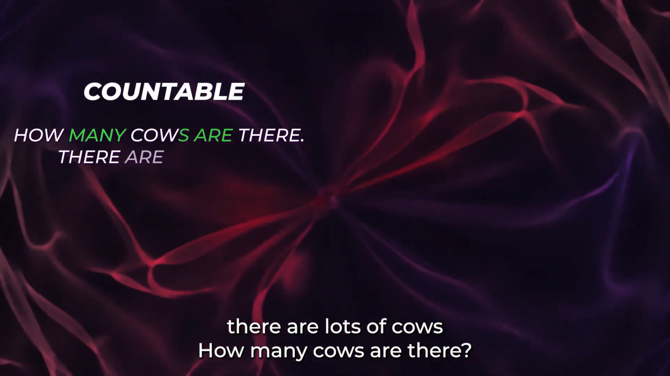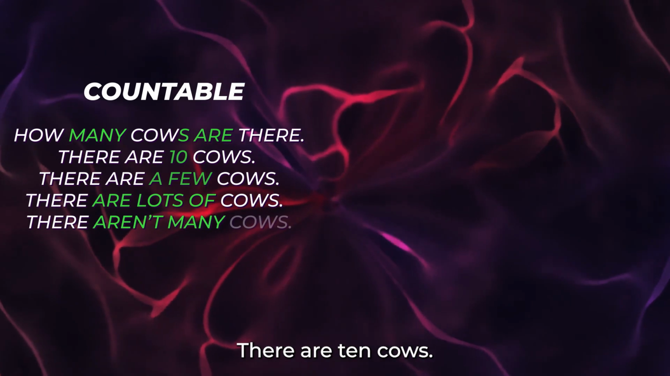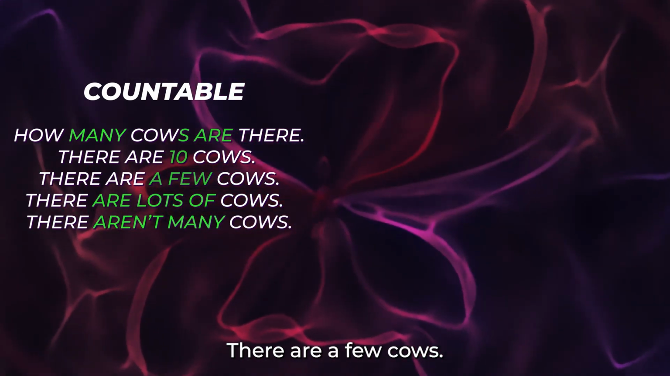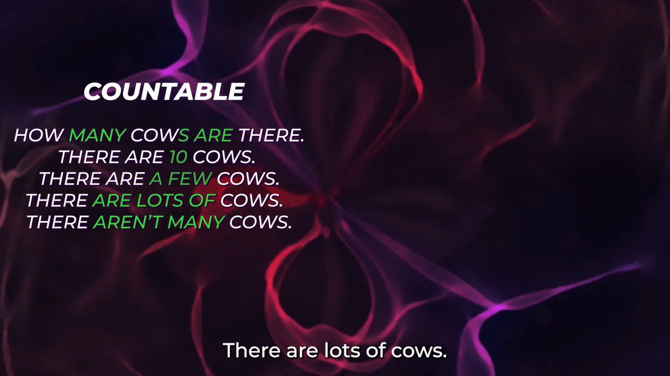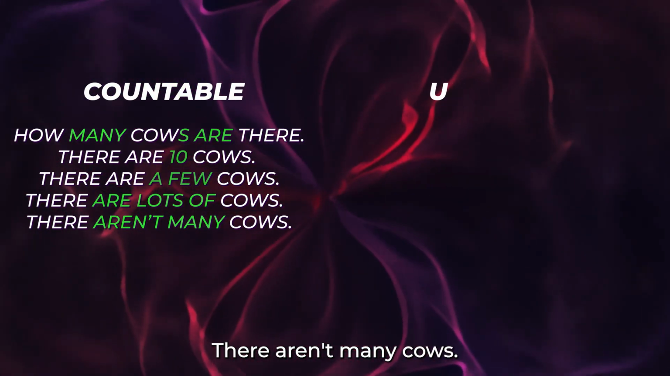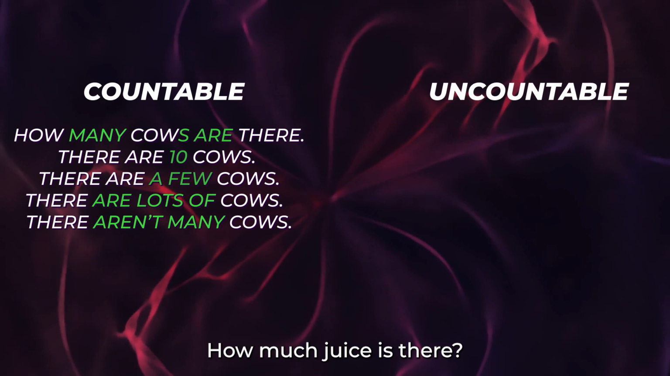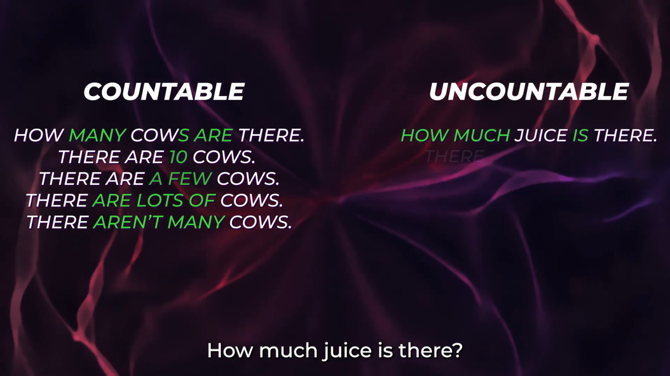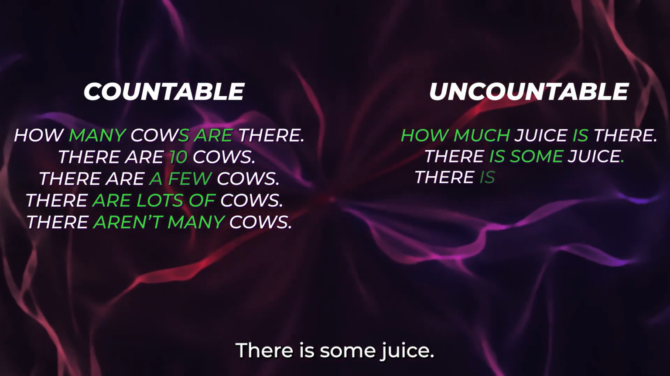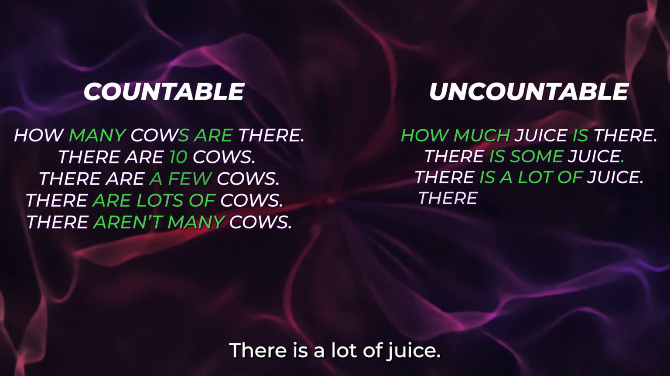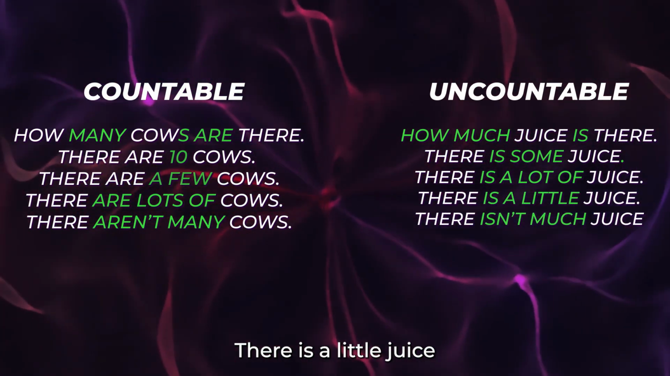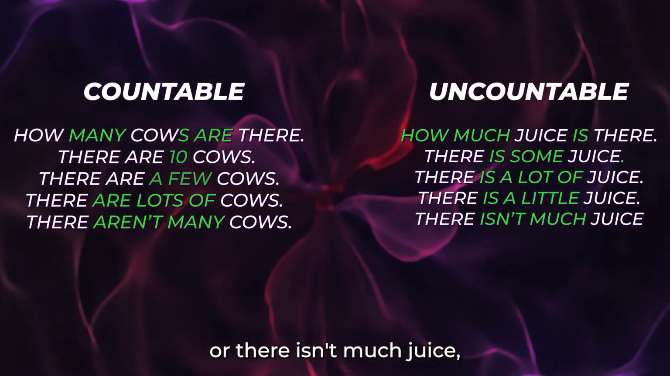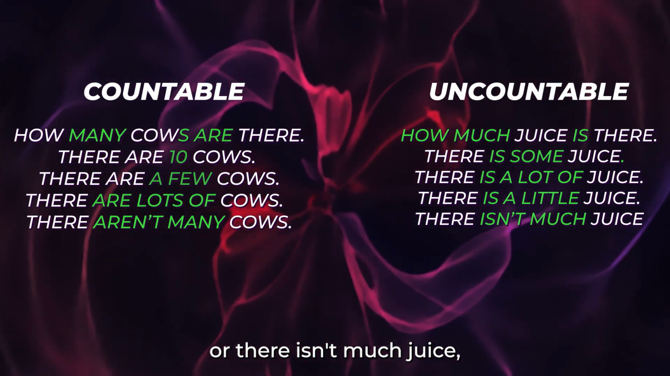How many cows are there? There are 10 cows. There are a few cows. There are lots of cows. There aren't many cows. How much juice is there? There is some juice. There is a lot of juice. There is a little juice. Or there isn't much juice.